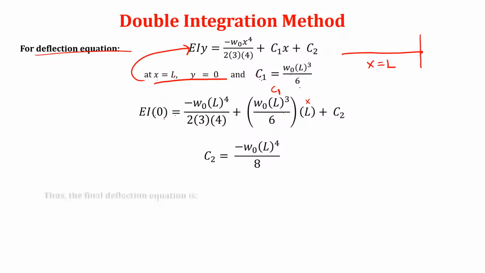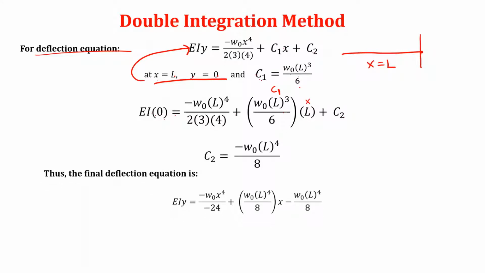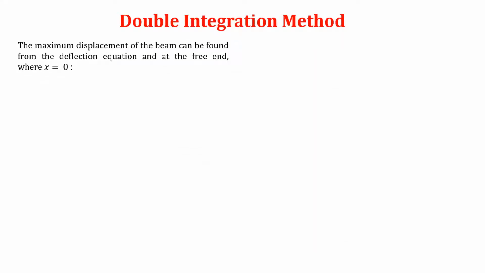So, ibalik na to na siya sa EIY. So, the final deflection equation is ito. Okay? Yan na ang final deflection equation without the presence or appearance of C1 and C2. Okay, now let's go back to the main question. What is the maximum displacement of the beam?